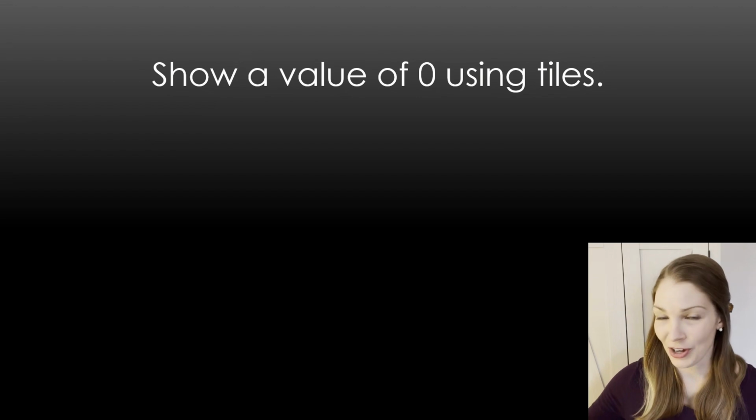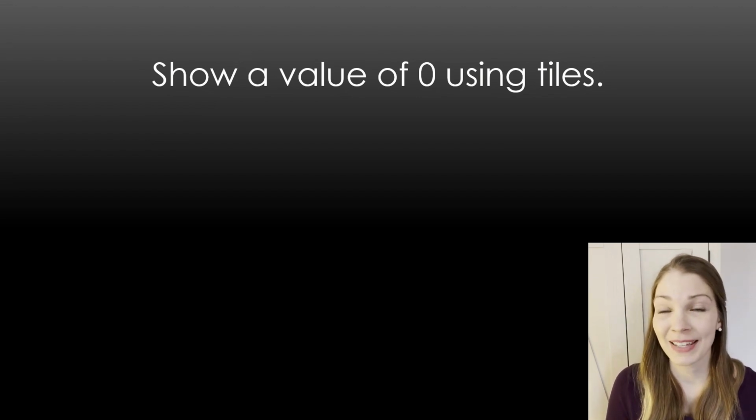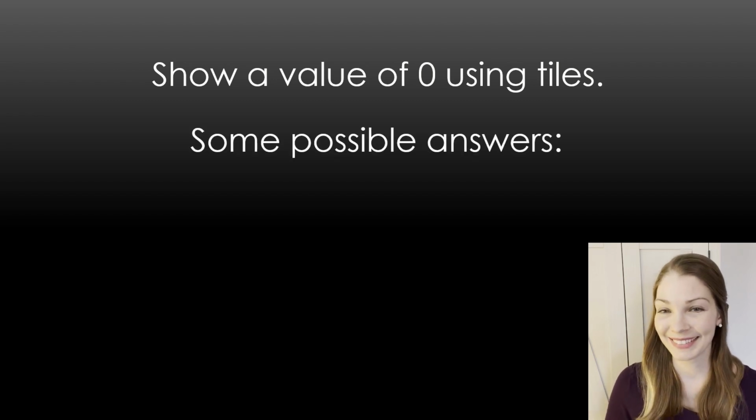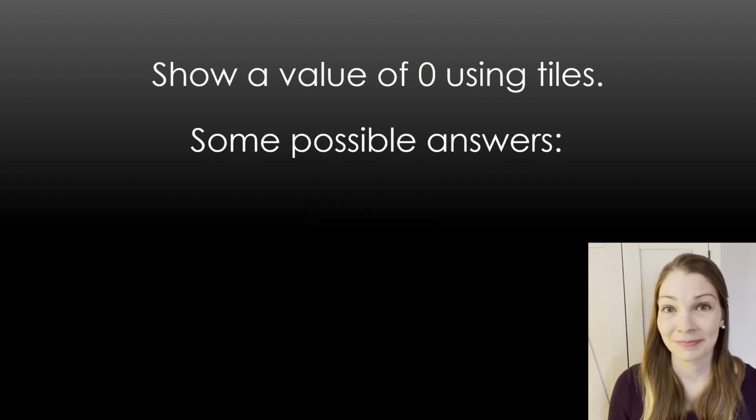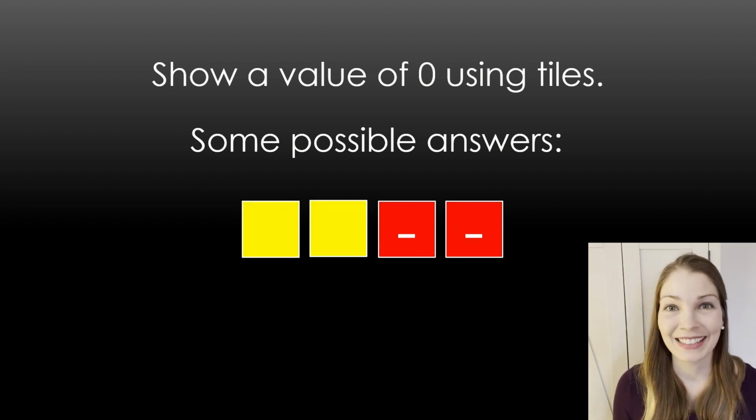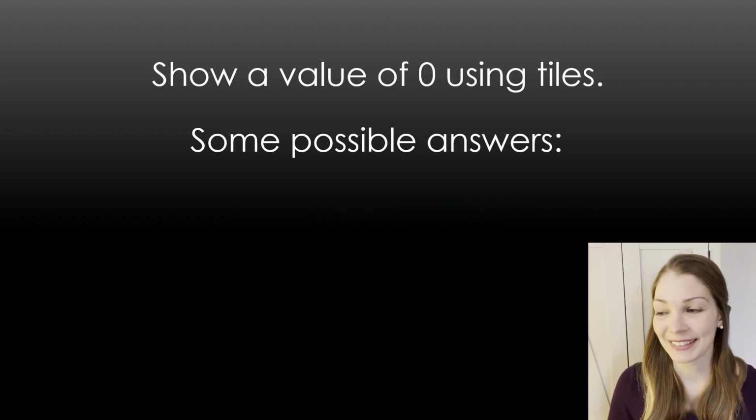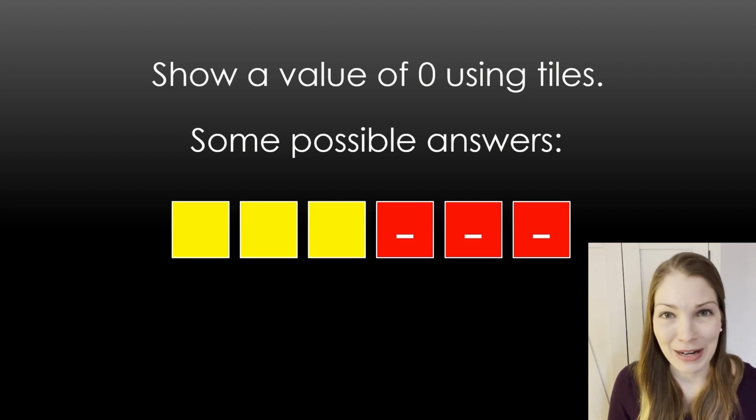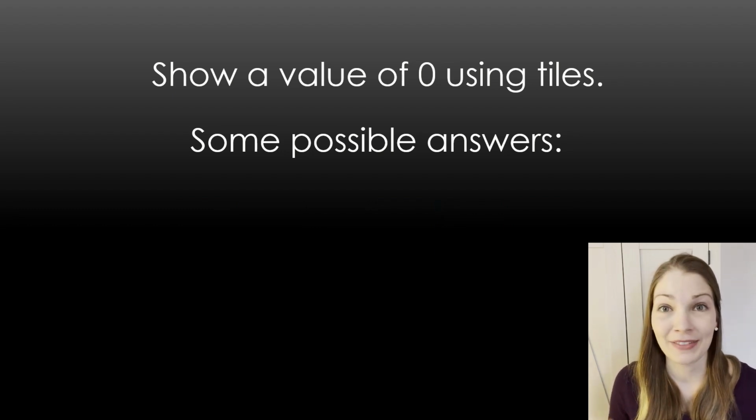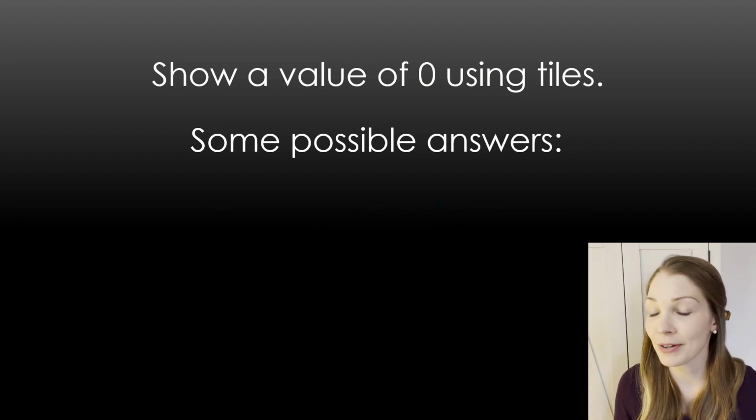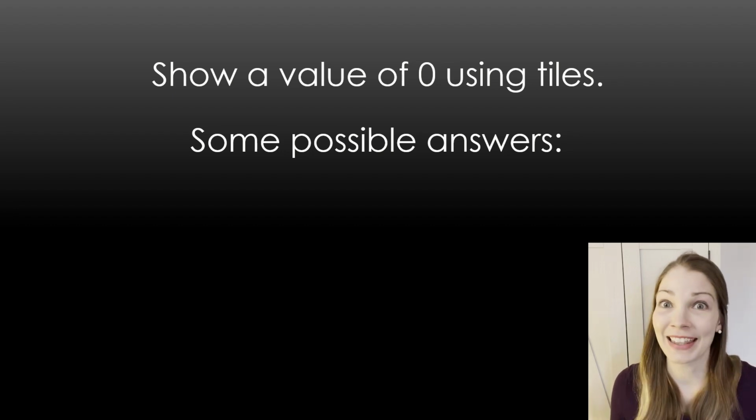Now let's show a value of 0. Still just using the unit tiles. See what you come up with. Now here are some possible answers. 1 positive, 1 negative. Maybe you did something like this. 2 positives, 2 negatives. You can get creative depending on how many tiles you have, of course, but you see the idea. As long as they have an equal value of positives and negatives, that total value is 0. Or this here is showing nothing at all. That also is a value of 0.